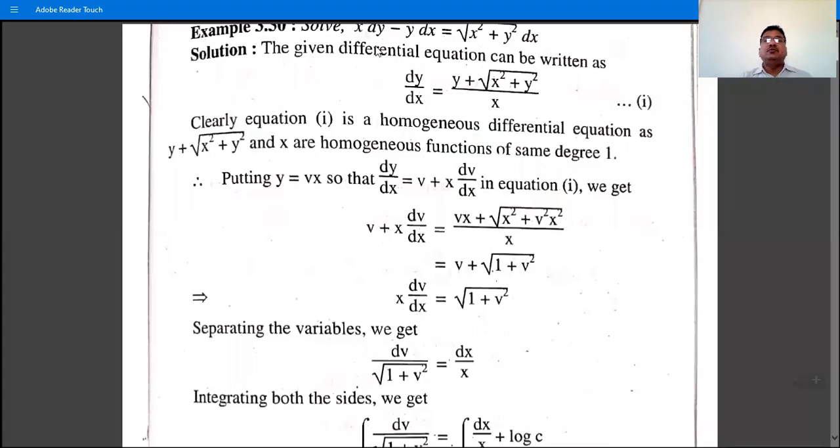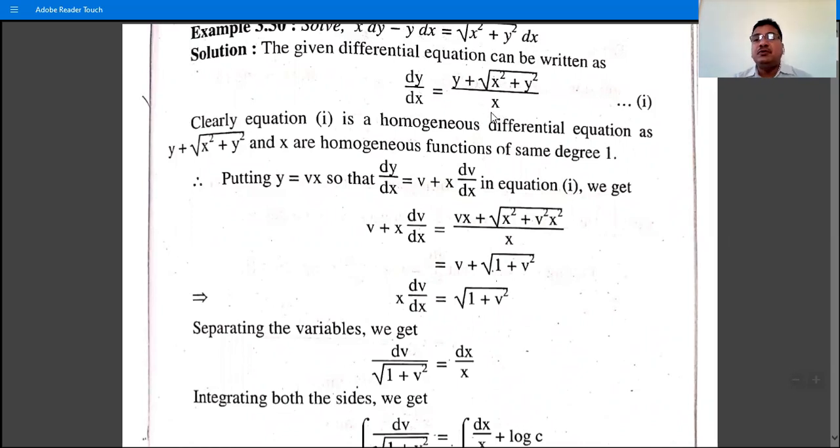Next example of homogeneous differential equation. Solve x dy minus y dx is equal to root x square plus y square dx. So shift this y dx to RHS and take dx as common, and then shift this dx to LHS and this x to RHS. We have dy by dx is equal to y plus root x square plus y square divided by x.